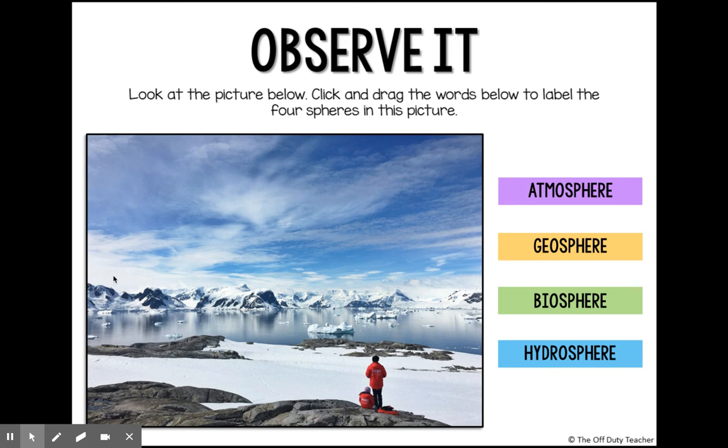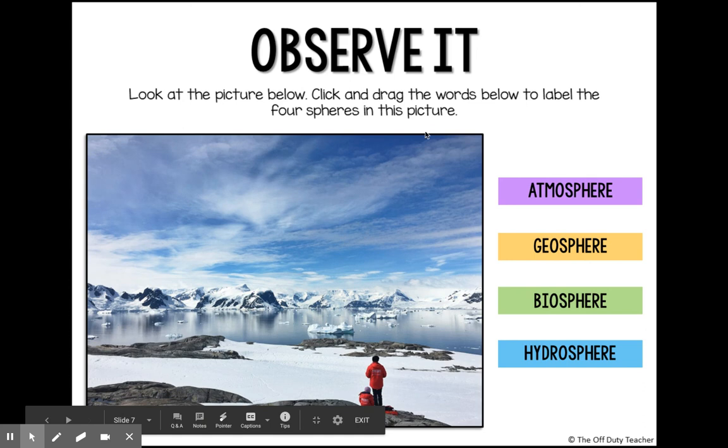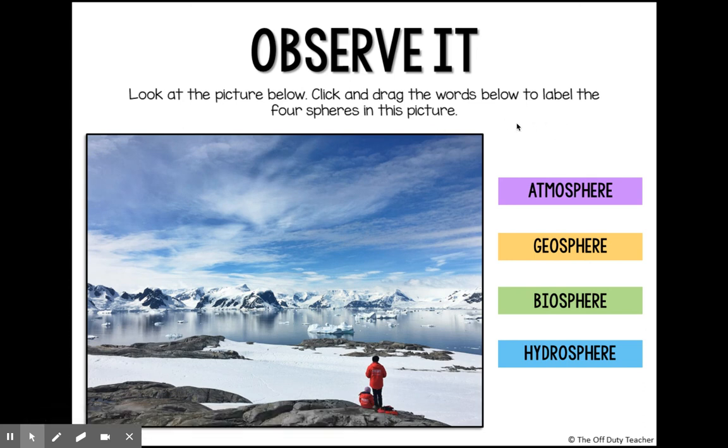Okay, your last activity is an observation activity. You're going to observe this picture, look at all of the different parts of the picture, top, middle, and bottom. Click and drag these words below to label the 4 spheres in the picture. And that's it. You're done for today.